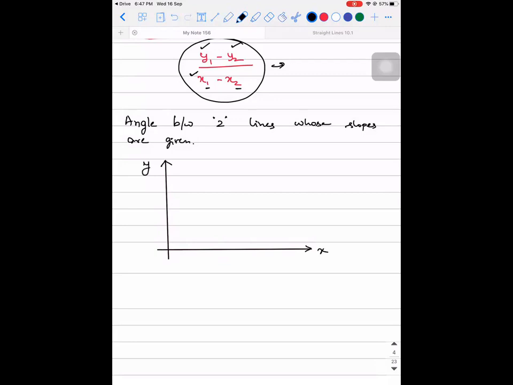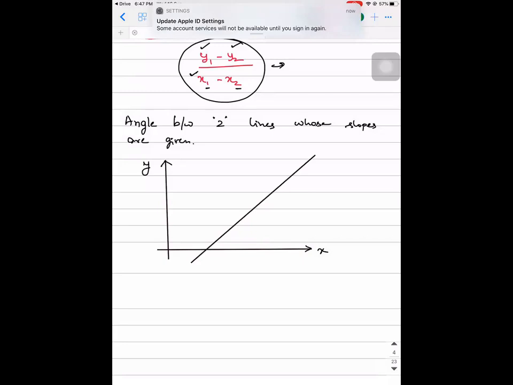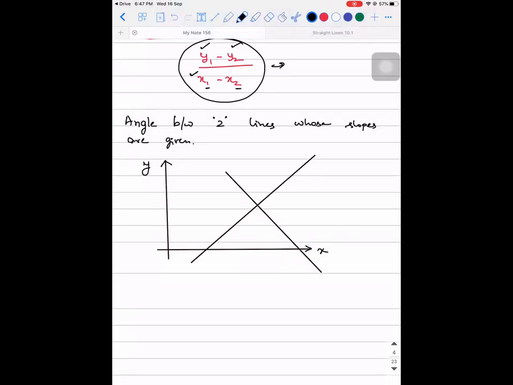x-axis, y-axis. Let's say there is one line like this. There is another line like this. Let's say the slope of the first line is m1, and the slope of the second line is m2. They might meet, they might not meet. That is not our point of concern.